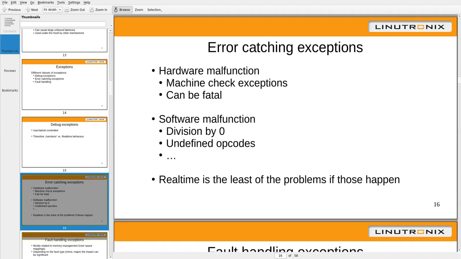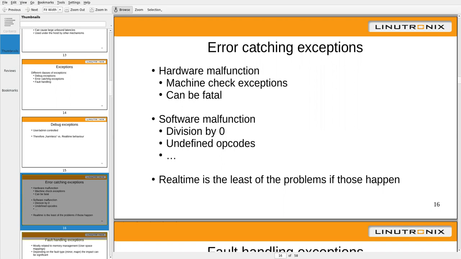Error catching exceptions. Hardware malfunction is one of the heavy ones. Machine check exceptions on x86 and other similar features on other architectures. Those can be fatal. They must not be fatal. Some of them are informal, but they are not too much interference sources. And then software malfunction, division by zero, undefined opcodes, and whatever.